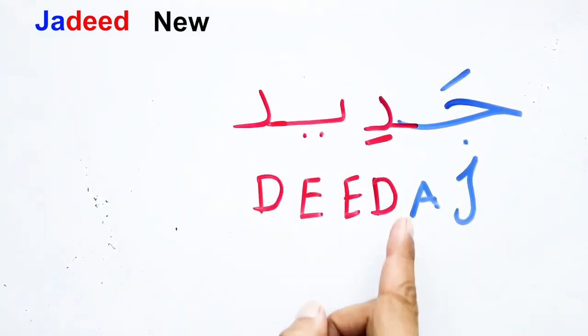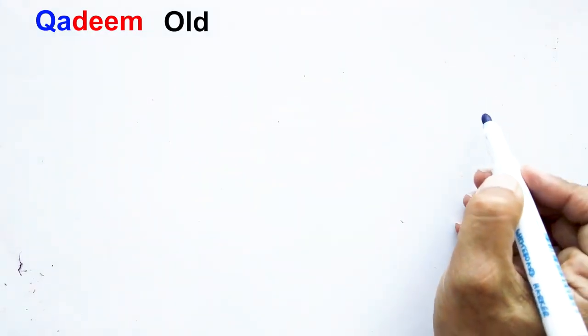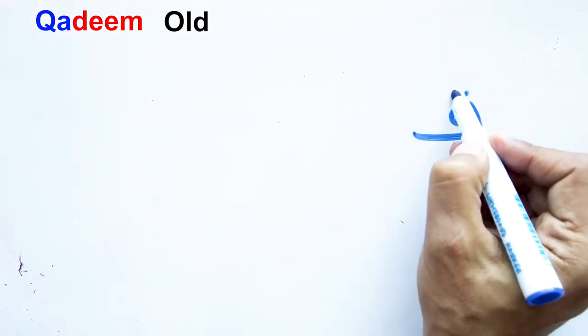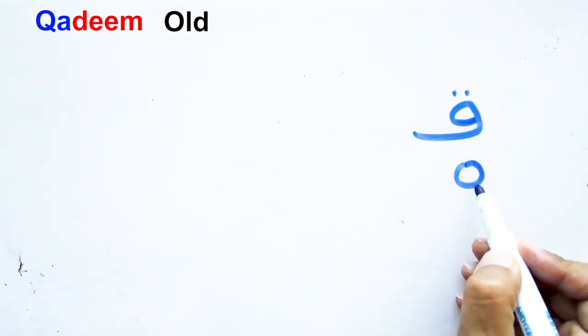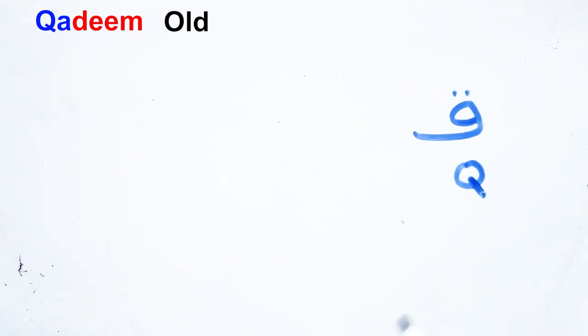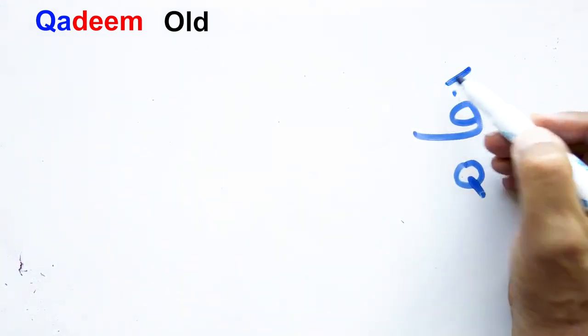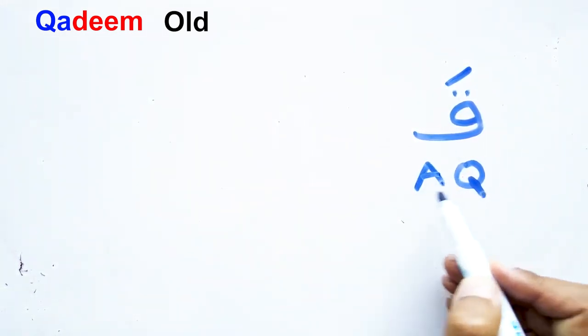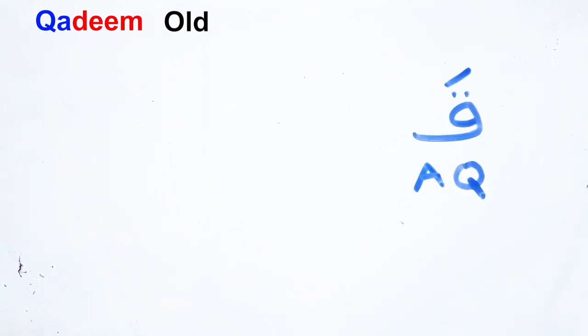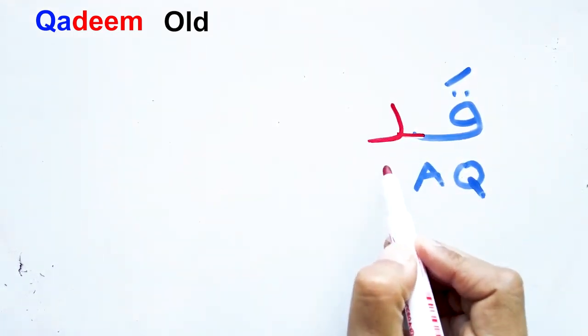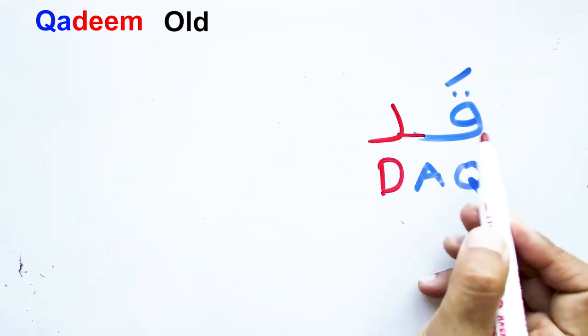Jadid. قديم. The sound of strong Q or strong K. It's a ق, it's not K. The sound of A. And then I say ق D. The sound of D.